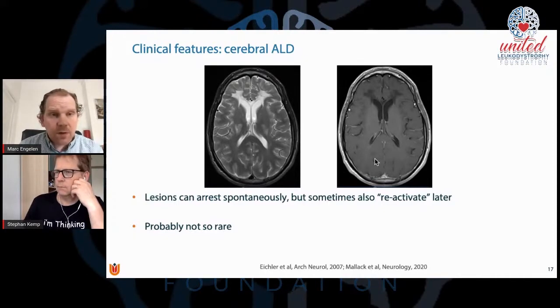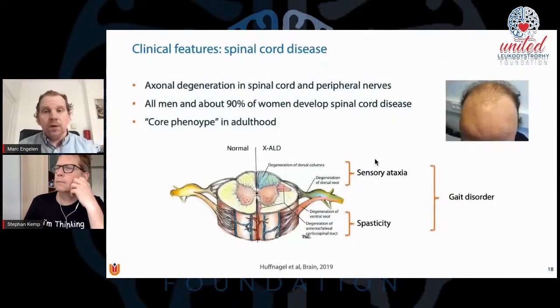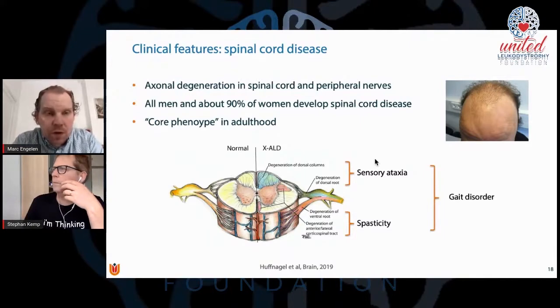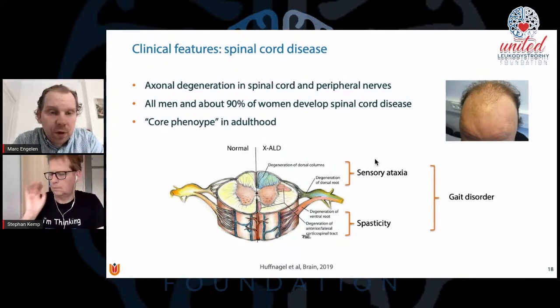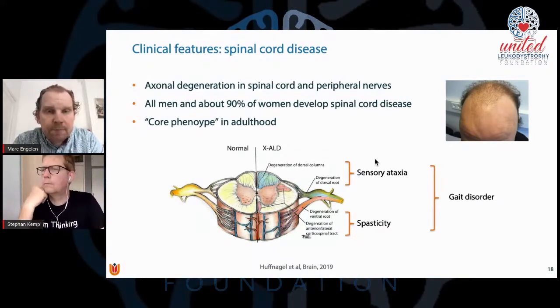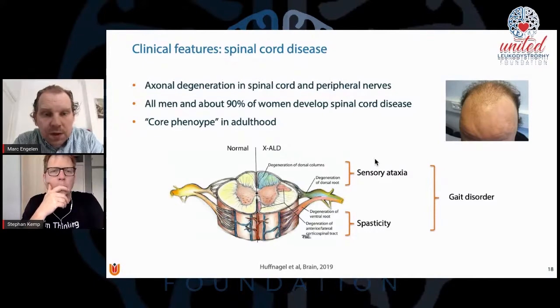Next slide, please. Right. Well, now the core symptoms of adrenal leukodystrophy in adult men and women is the spinal cord disease. And this spinal cord disease is caused by progressive loss of fibers in the long tracts. And the main tracts that are affected are the ones that are colored blue on this picture.